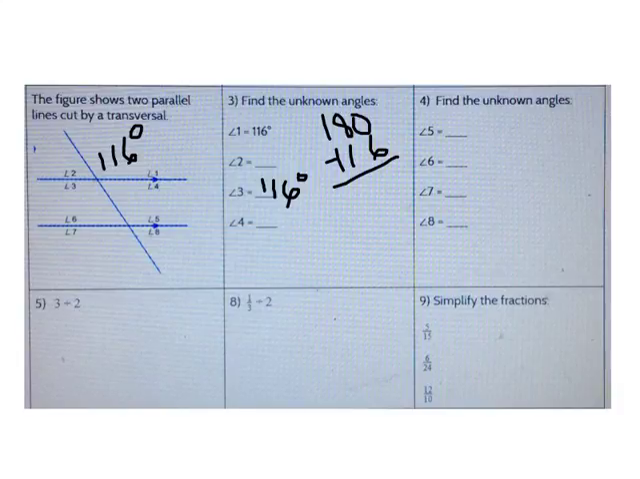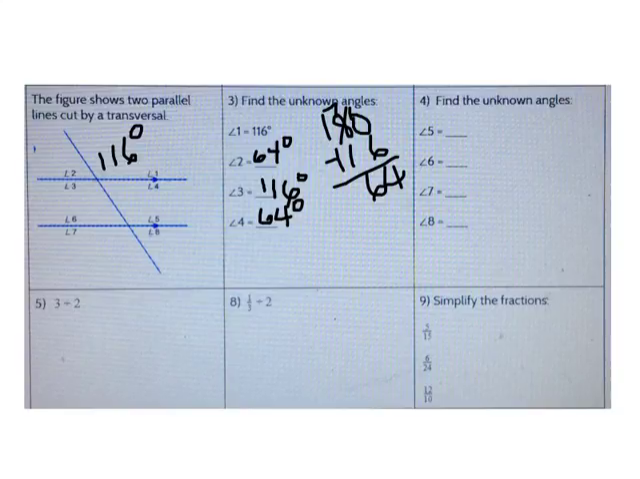What's the measure of angle 2? Angle 2 is 64 degrees. 180 minus 116 is 64. What's the measure of angle 4? Angle 4 is vertical to angle 2, so it's also 64 degrees. I know that corresponding angles are congruent. Use this knowledge to fill out number 4.